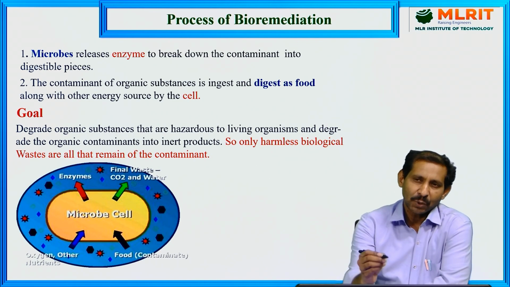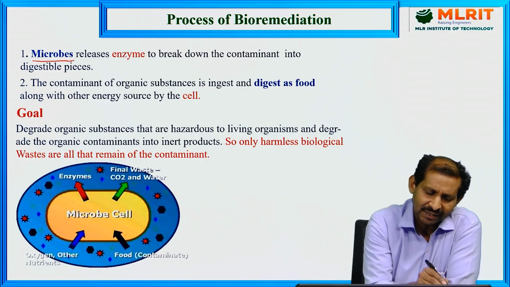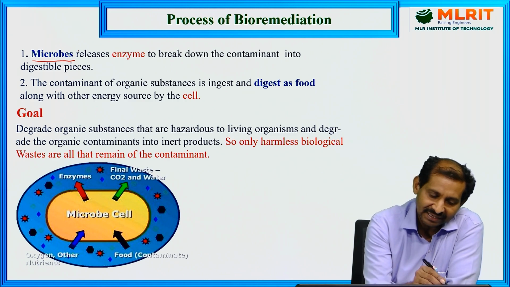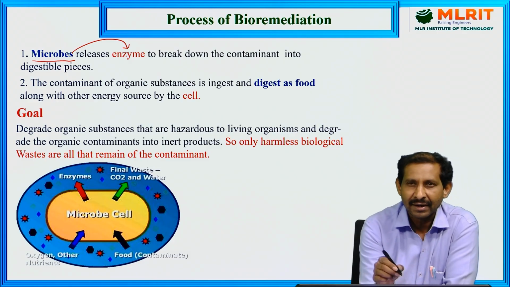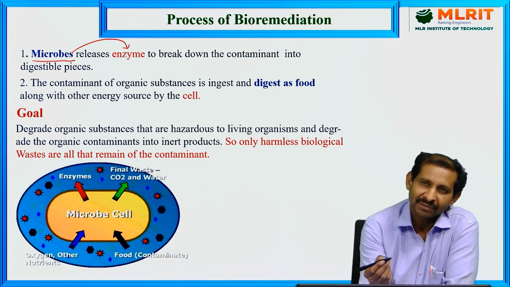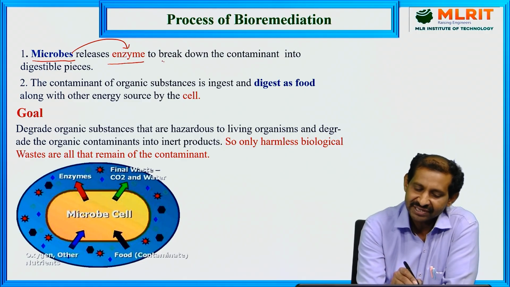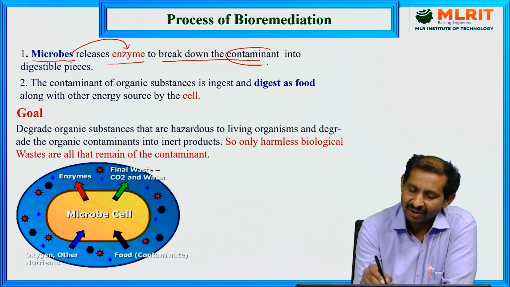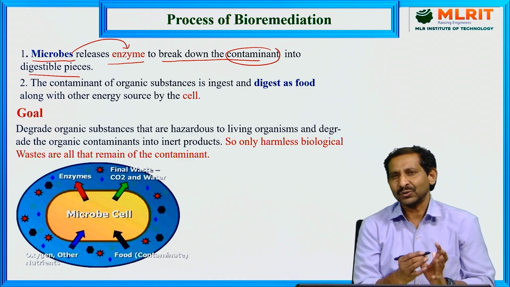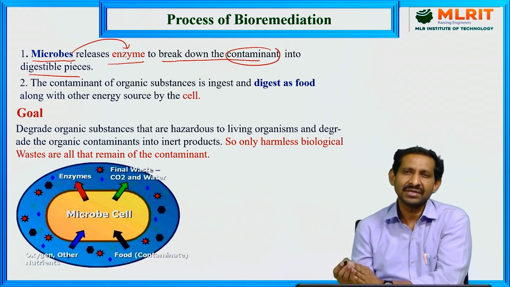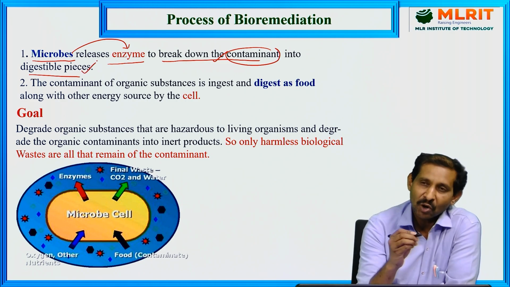Now, what processes are involved in bioremediation? Generally we use microbes or microorganisms, and they release enzymes. The enzymes play a crucial role in the degradation of pollutants. These microbes release enzymes to break down the contaminant or pollutant into small, digestible pieces.